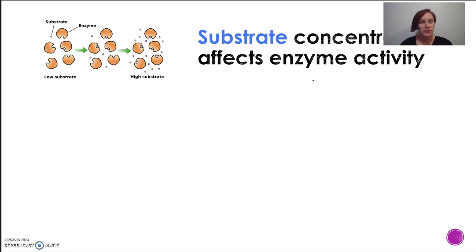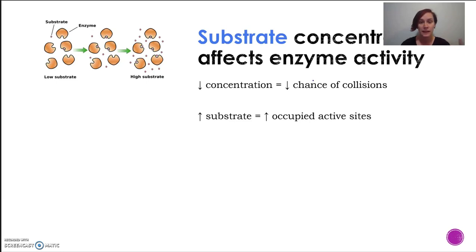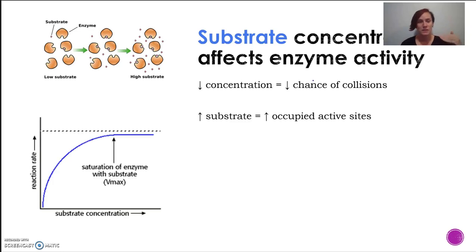And substrate concentration affects enzyme activity. If there's decreased concentration, then there's decreased chance of collision, remembering those substrate molecules have to collide with the enzyme active site to be catalyzed. If you increase the substrate, you start to occupy all those active sites. So there's going to be a max out point, and you can see that here. Once it reaches maximum activity, it's not going to get any higher.